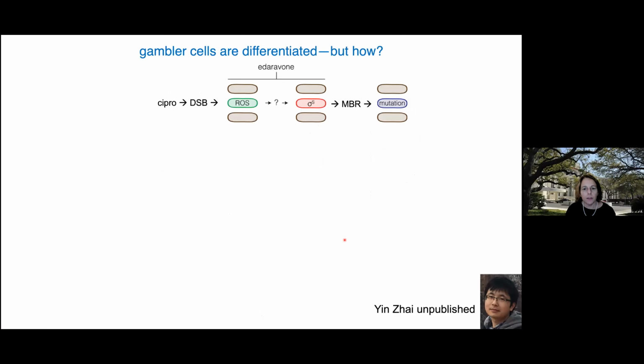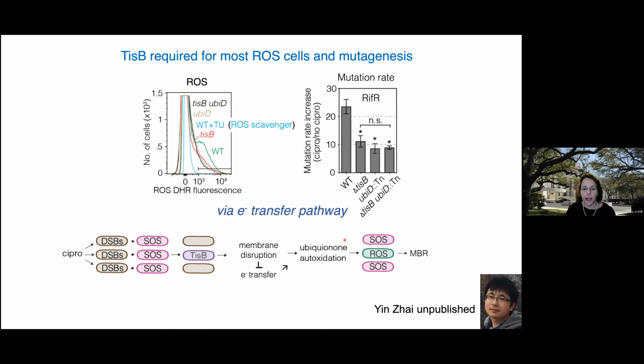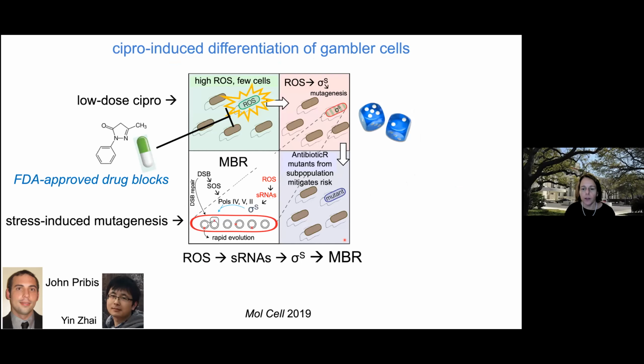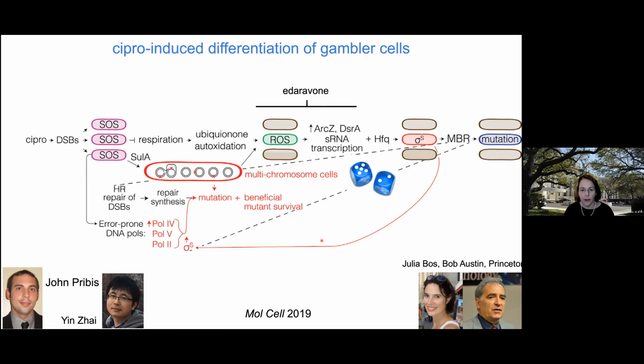Okay, I want to leave enough time for you to ask me questions. We have figured out an initial differentiation event that I'm not going to show you, but you can ask if you're interested. And why don't I stop there? And yeah, we could stop here and take your questions. This is the pathway that John worked out.